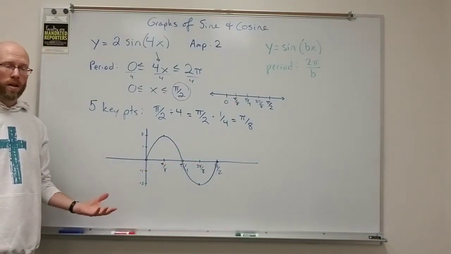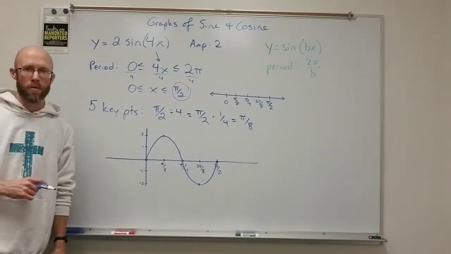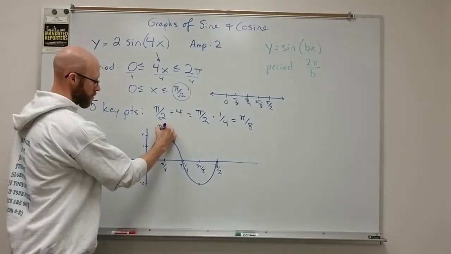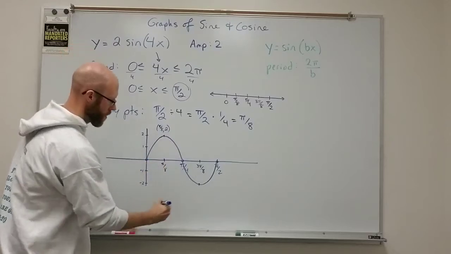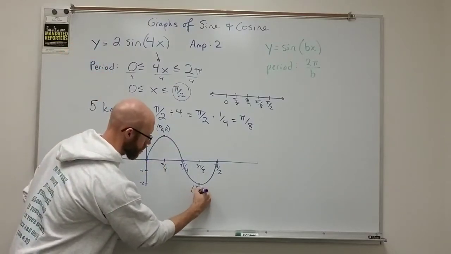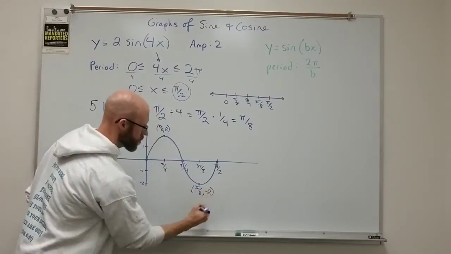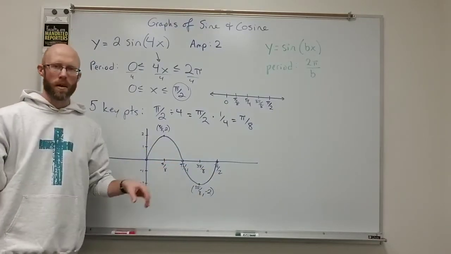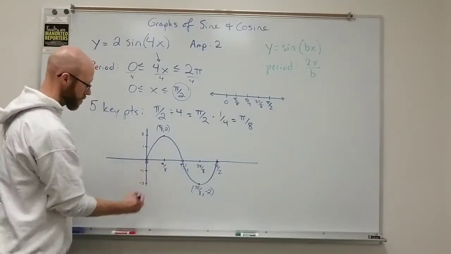Now, of course, before I move on, I should label my points too, right? This is the point pi over 8, comma 2. This one is 3 pi over 8, comma -2. And then of course the intercepts, as long as you've got labels on here, I'm not going to worry about the ordered pairs. Maybe I'll throw a 0 there.